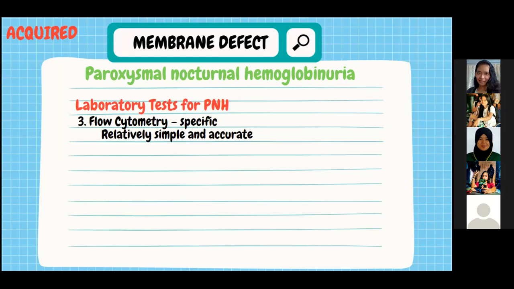Number three, flow cytometry. It is a laboratory test that is specific, relatively simple, and accurate. Next.